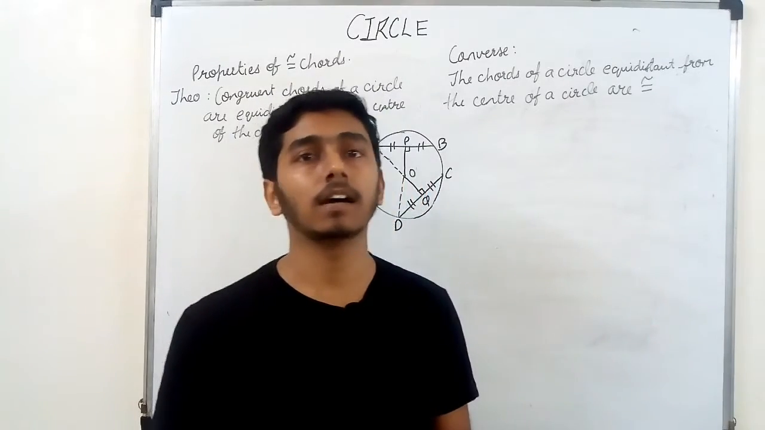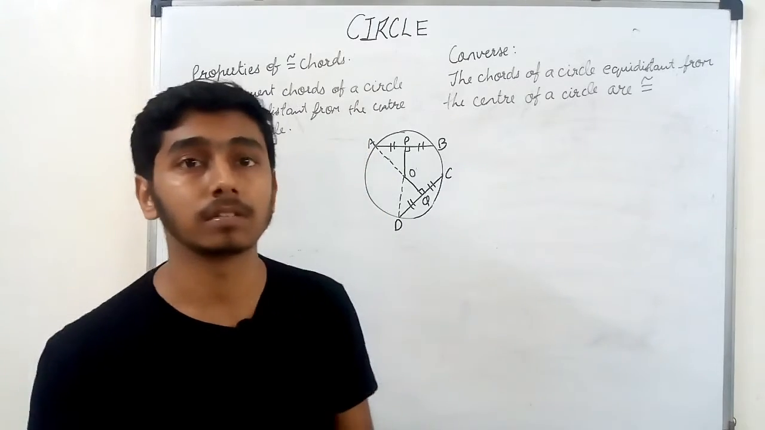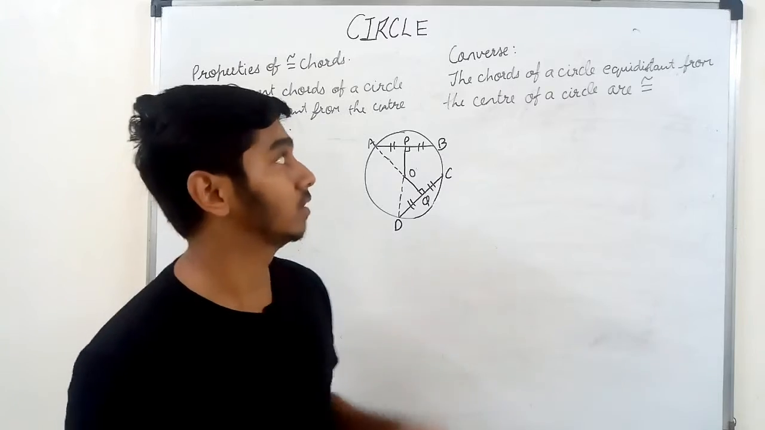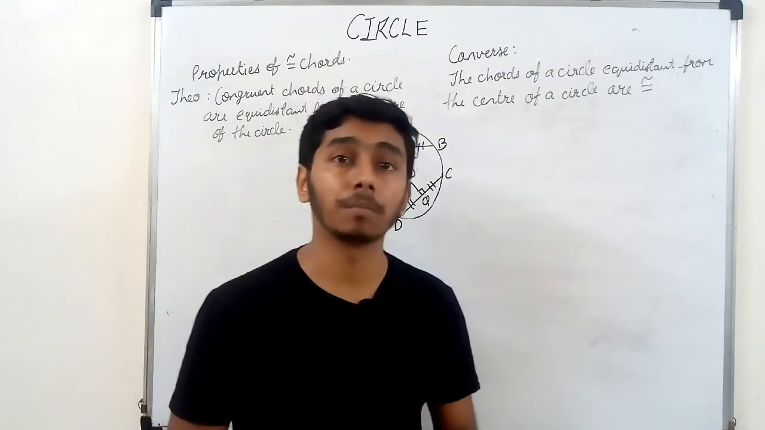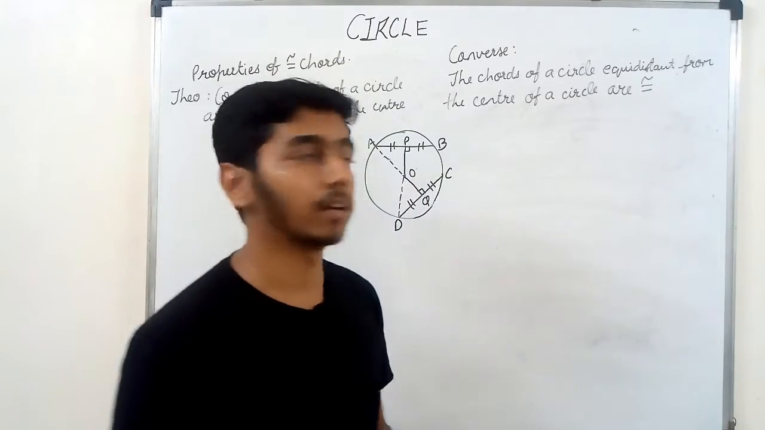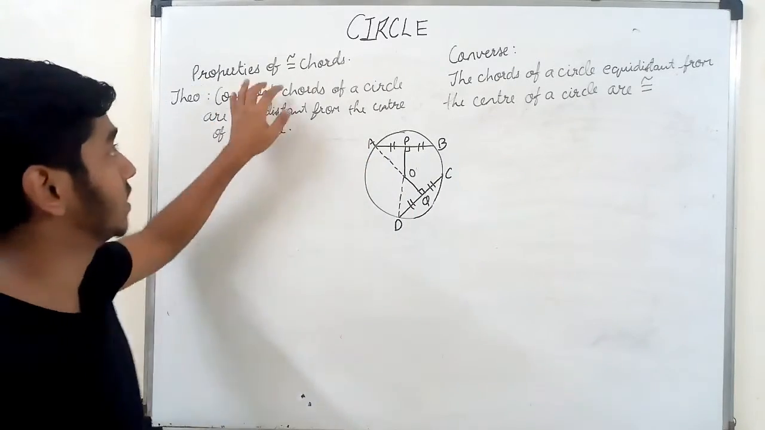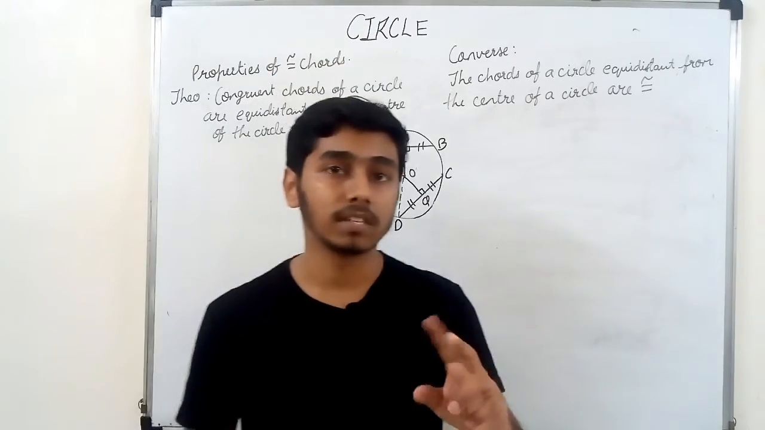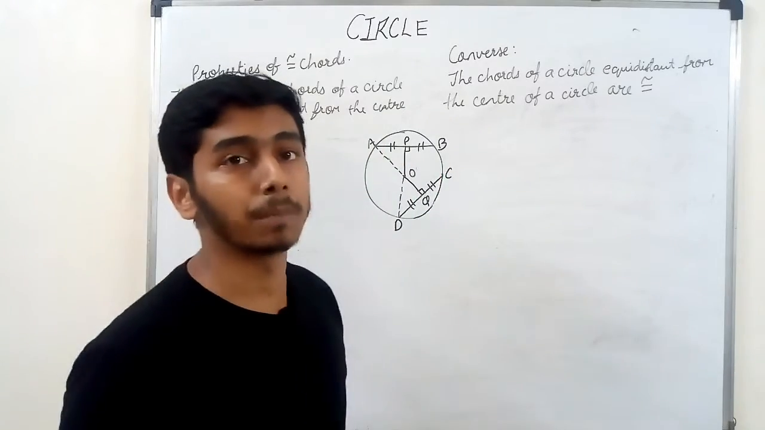My name is Raj Shah and in this video we are going to continue with the chapter circle. In the first video we saw the introduction of the chapter circle. In the second video we saw some properties of chords. And here in this video we are going to see some properties of congruent chords, meaning if two chords are congruent, what are the properties that come into the picture.